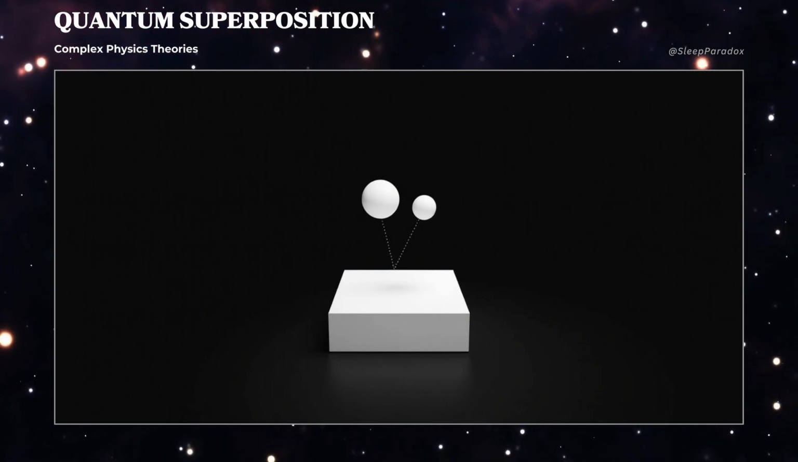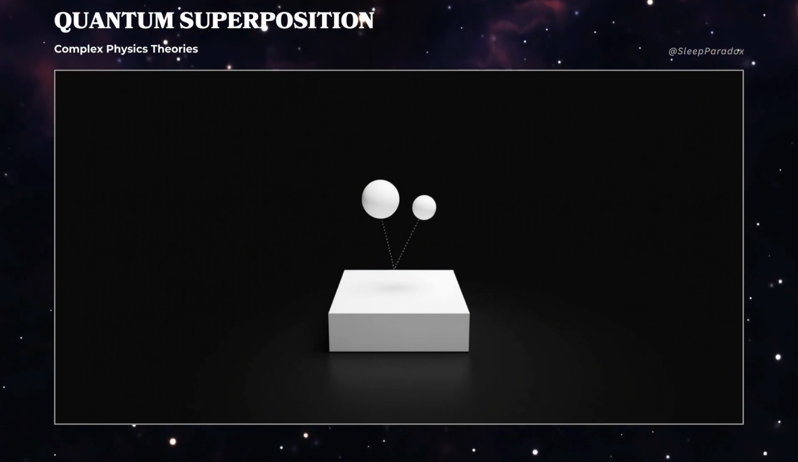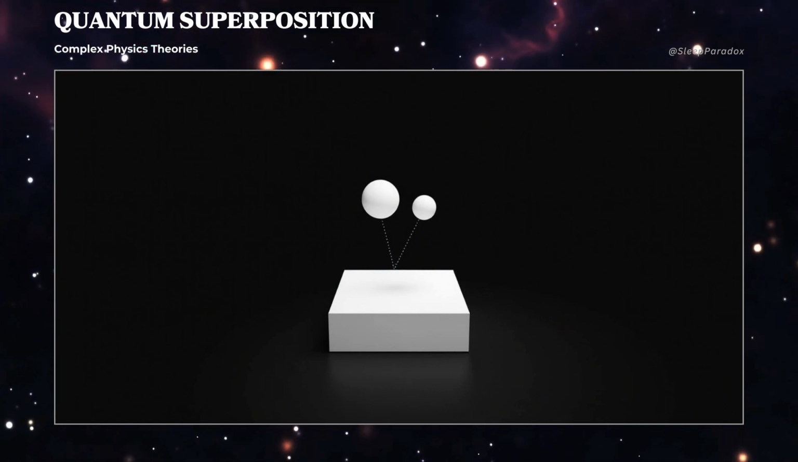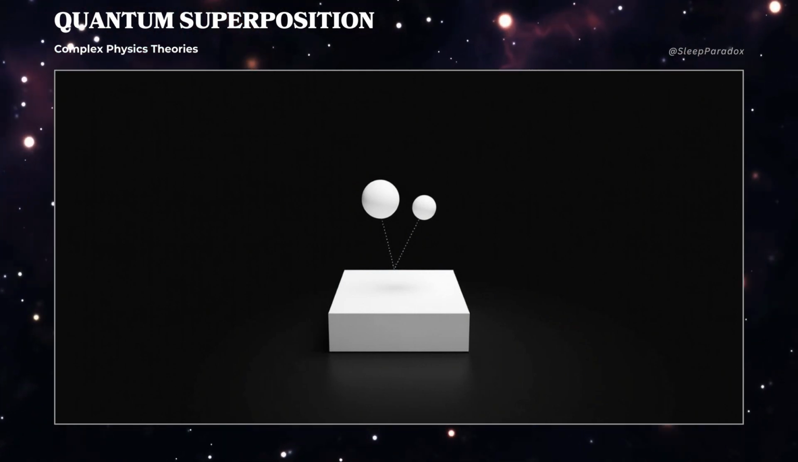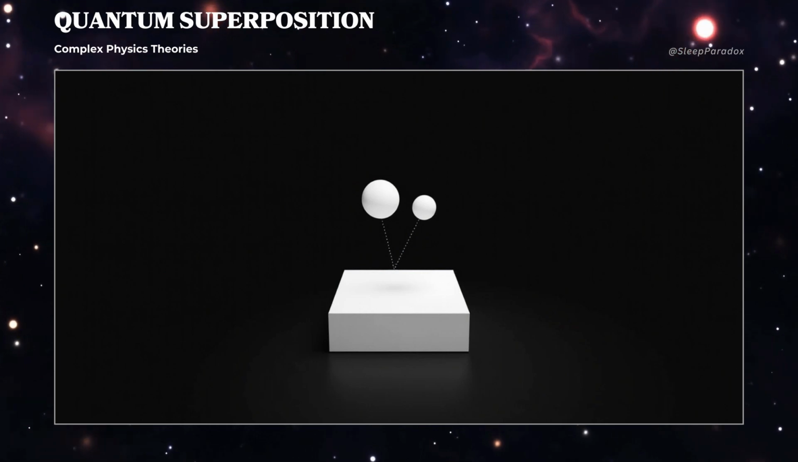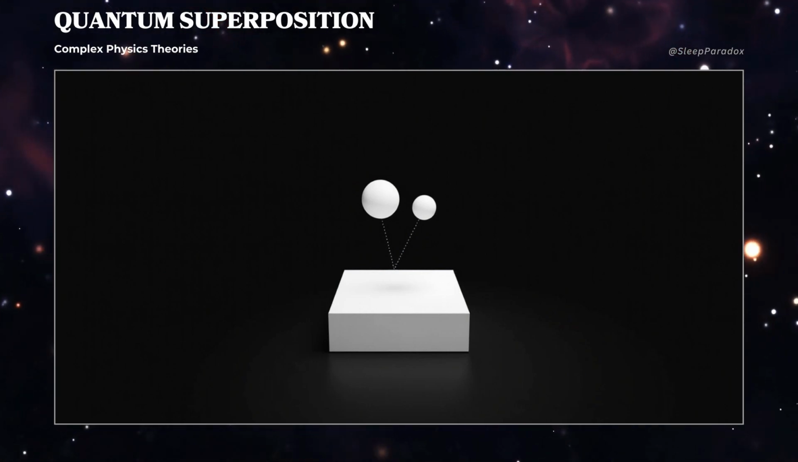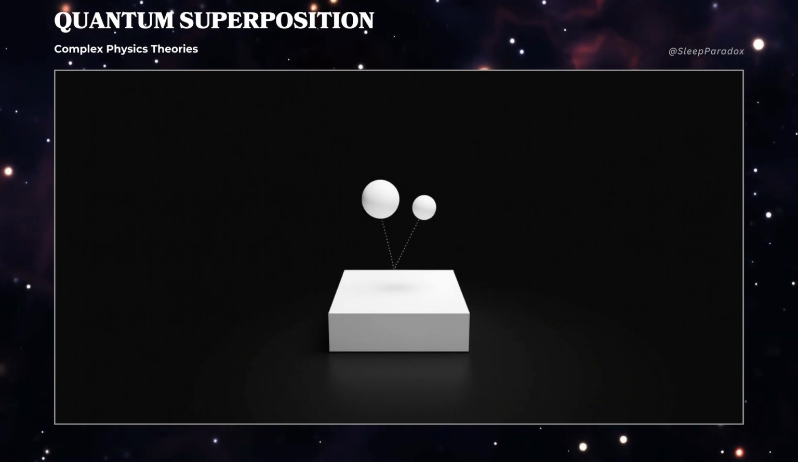But superposition is fragile. It is easily destroyed by interaction with the environment, a process called decoherence. That's why maintaining superposition is one of the biggest challenges in building practical quantum computers. The principle of superposition is at the heart of the quantum view of reality.